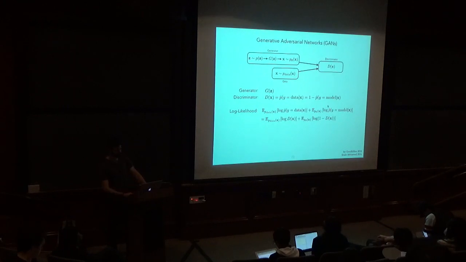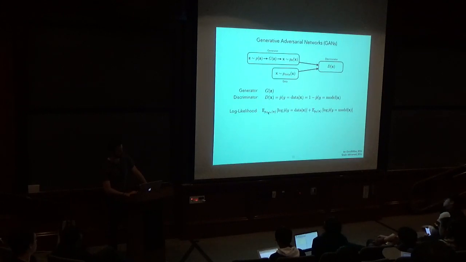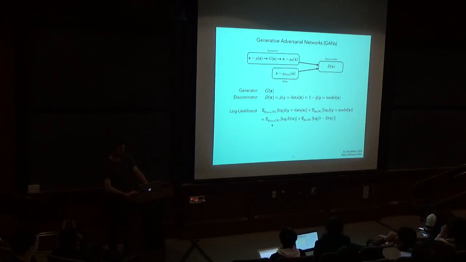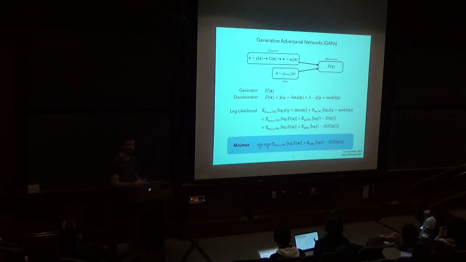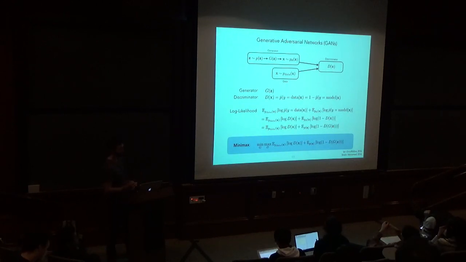And so that's this expectation under the data distribution of the probability that it's the data, and then expectation of the model distribution of the probability that it's the model. And we can rewrite this using the discriminator in this form. And we can re-express this expectation as an expectation actually over z, and then we pass it through the generator. And so this is the objective here for generative adversarial networks, where you have a mini-max objective where you're trying to minimize this objective over your generator and maximize it over your discriminator.